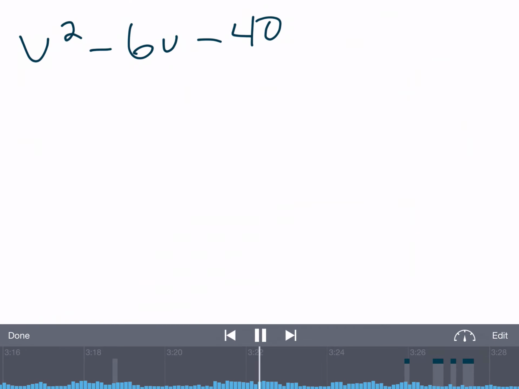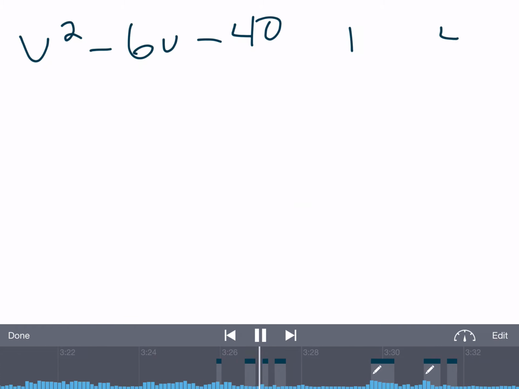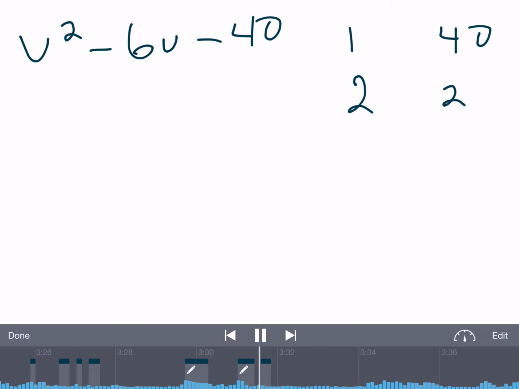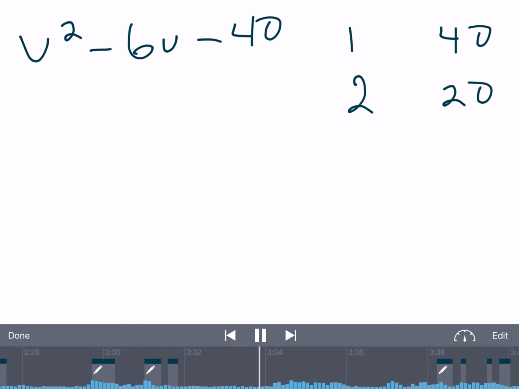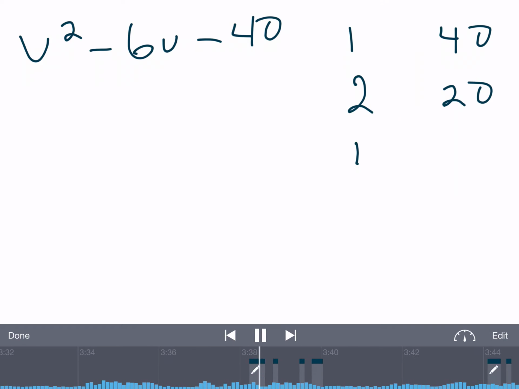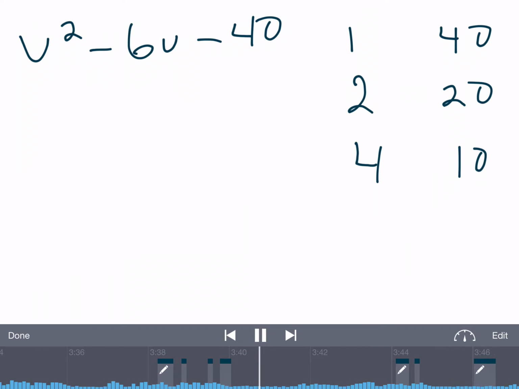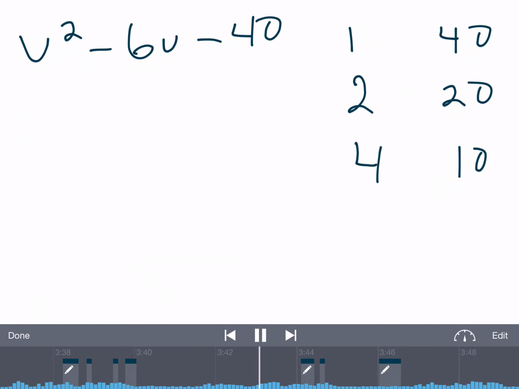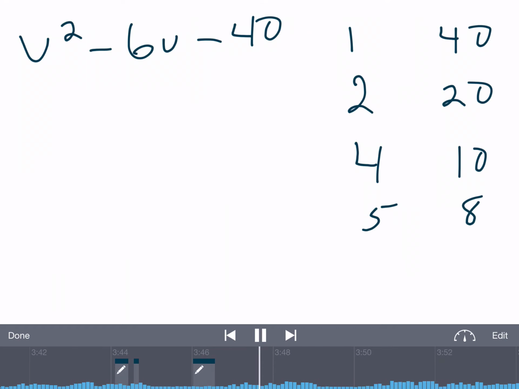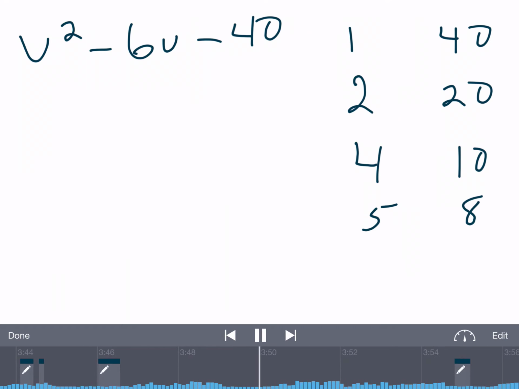v squared minus 6v minus 40. Again, I always start out with 1 and 40. 2 and 20. 3 cannot go into 40, but 4 can. 4 can go in there 10 times. 5 can go in there 8 times. Okay, can 6 go into 40? Can 7 go into 40? And then 8 repeats because 8's right here already.